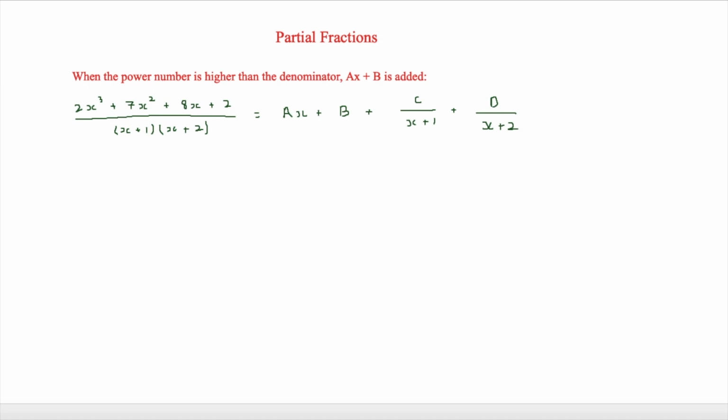But again, it's the same steps, and we're going to first of all times by the denominator. And timesing by the denominator, we'll get 2x cubed plus 7x squared plus 8x and then plus 2. And then ax, again, here nothing is going to cancel, so we're going to get ax, and then we're going to get x plus 1 and then x plus 2. For the b, we're going to get the same thing, as nothing will cancel. So b, we get x plus 1 and x plus 2.